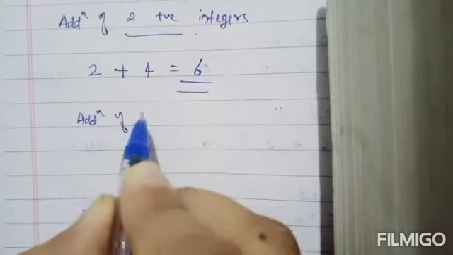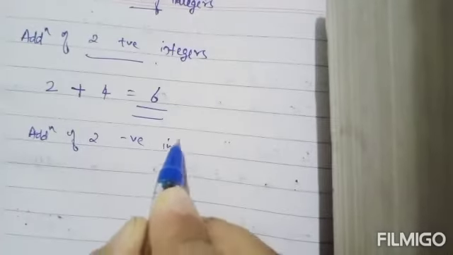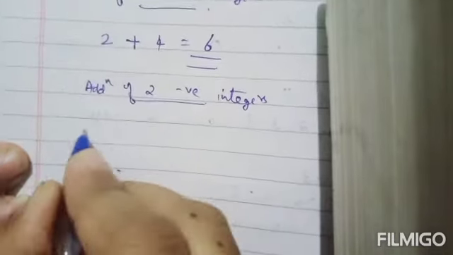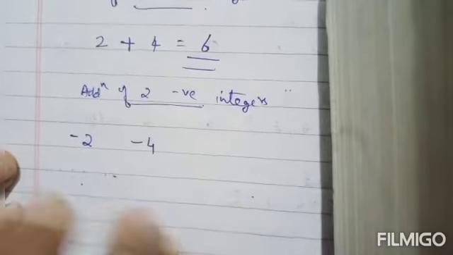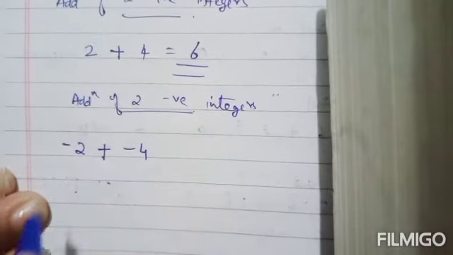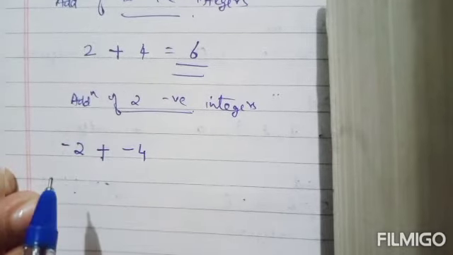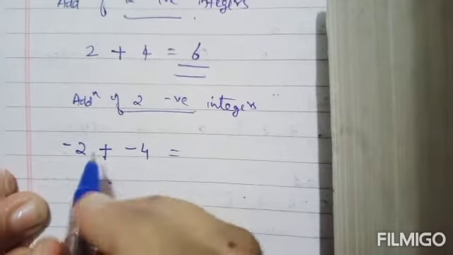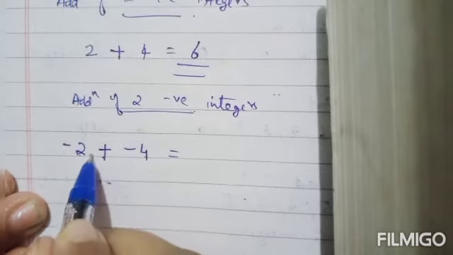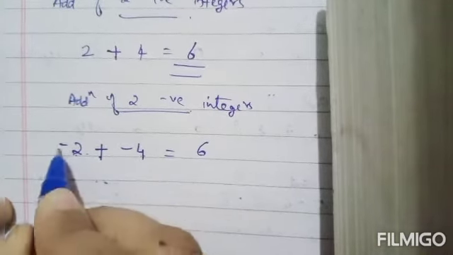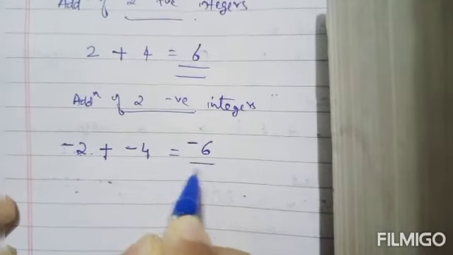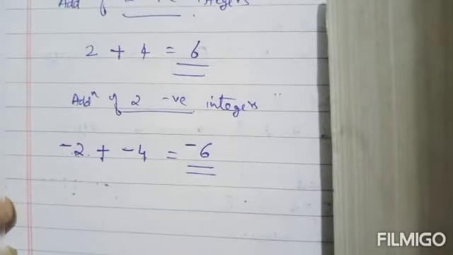Next, addition of two negative integers. Let us take minus 2 and minus 4. These are the two negative integers. We need to add this. Minus 2 and minus 4 we have to add. So what to do is, first add the numbers. 2 and 4 you can add. 2 plus 4 is 6. Now here both the numbers have a negative sign, so put a negative sign in the answer also. So the answer will be minus 6.